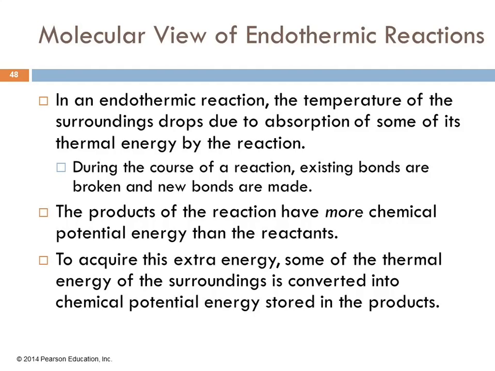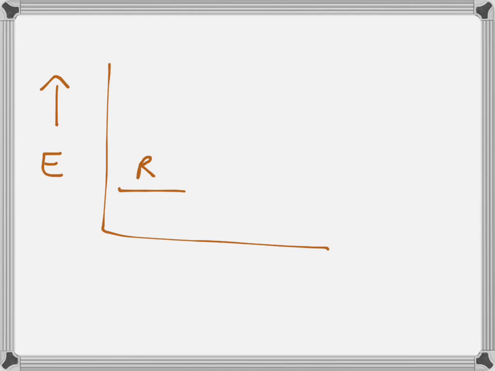So for an endothermic reaction, again with E increasing, now we have the reactants down here and the products up here. And the products are higher in energy. They absorbed thermal energy from the surroundings and they converted it to potential energy. Basically, they're sitting on it, they're holding it. Okay, so exothermic, endothermic.